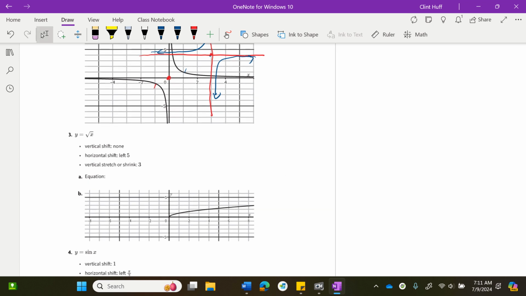All right, number 3, we've got our function y equals square root of x, and it says vertical shift none. So we're not going to have any plus anything afterwards unless you want to consider it plus 0. A shift to the left is going to give us an x plus 5. And then a vertical stretch or shrink 3, we're going to have a 3 here.